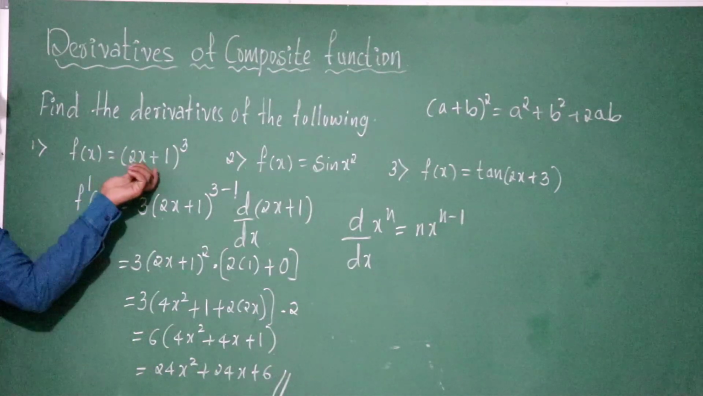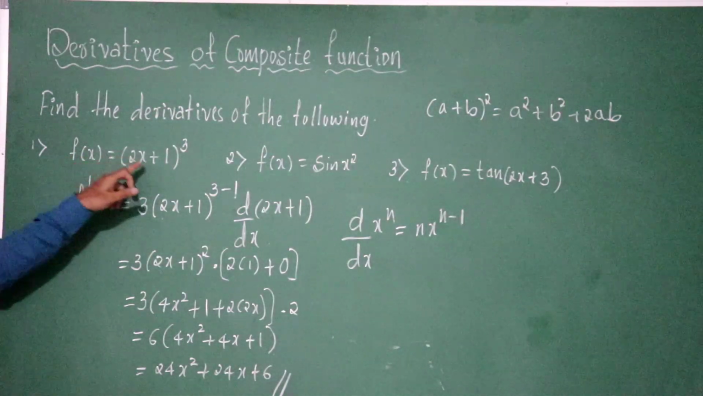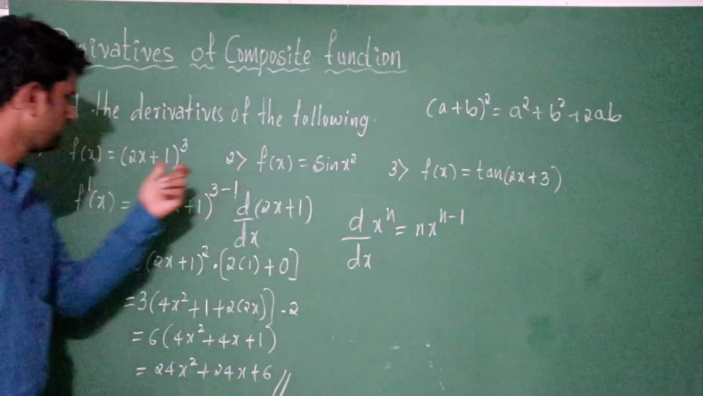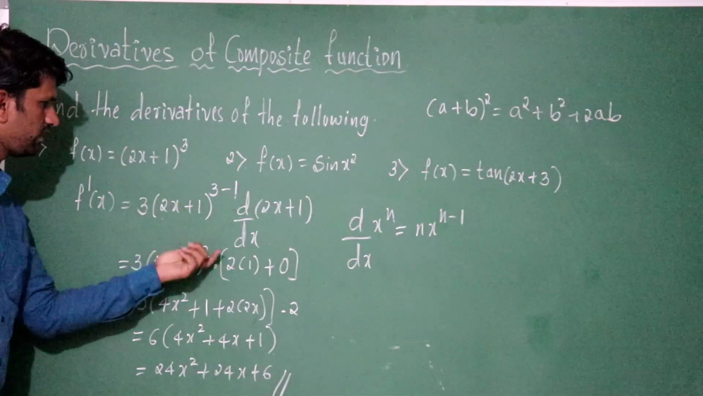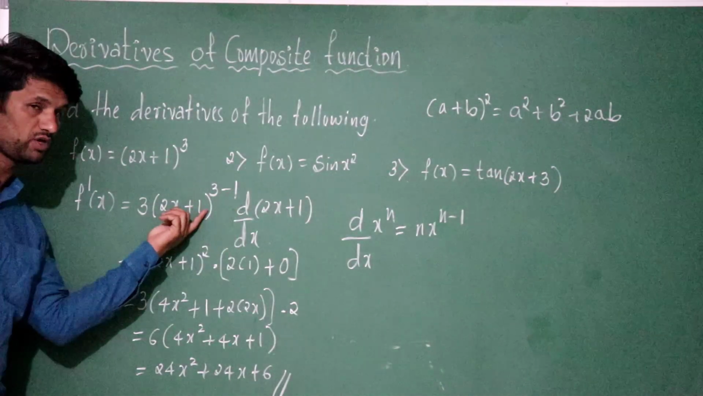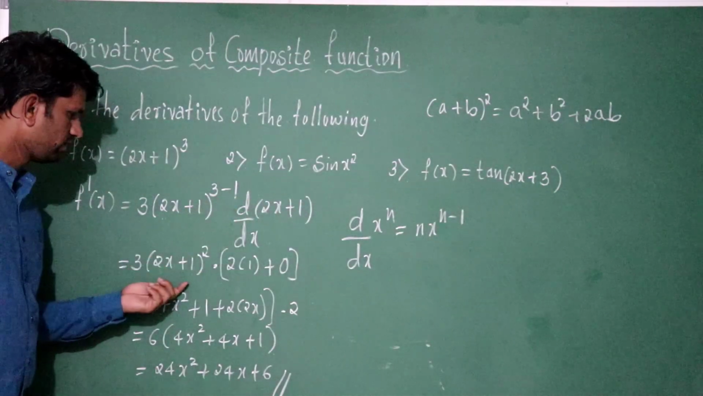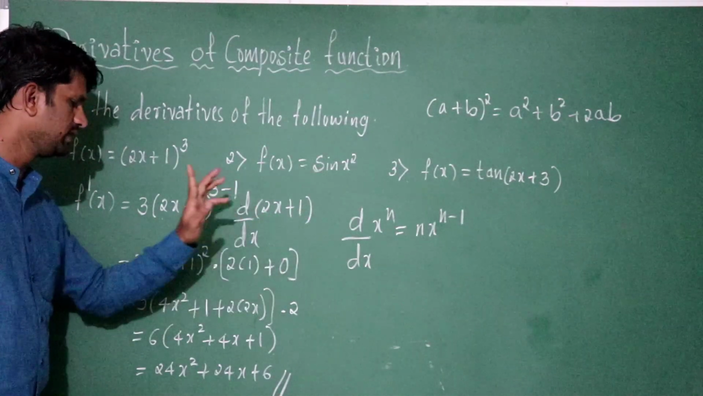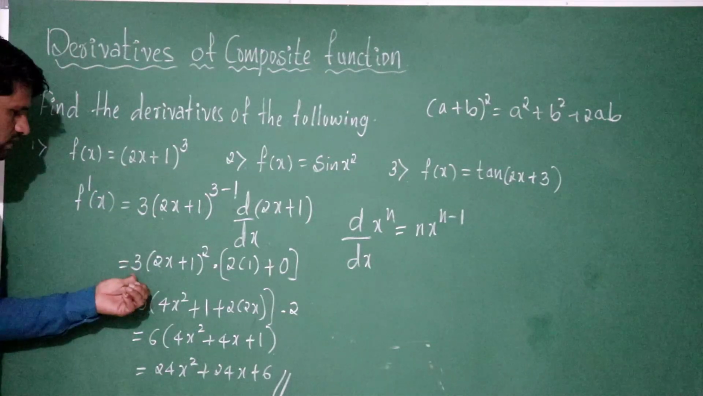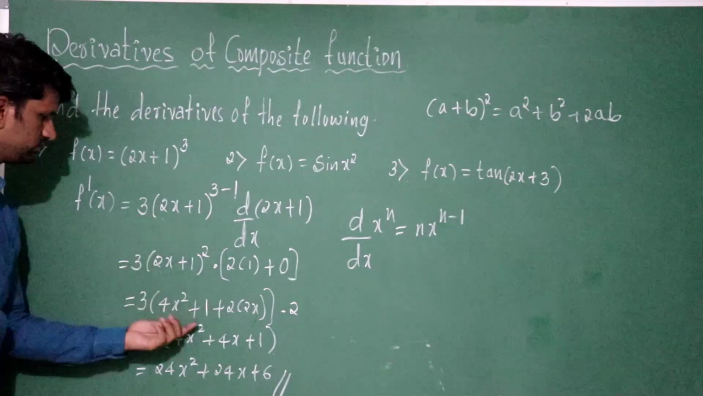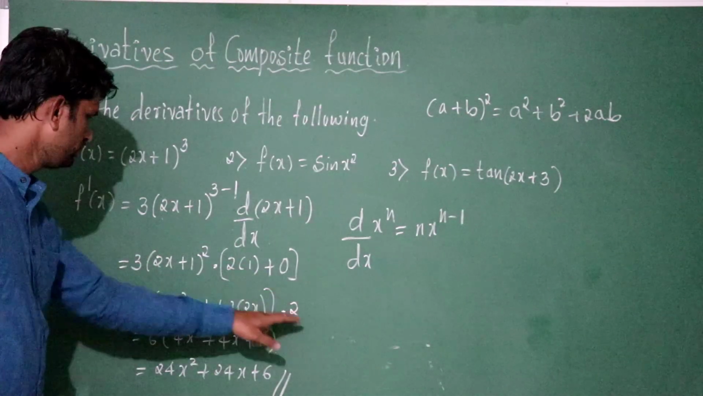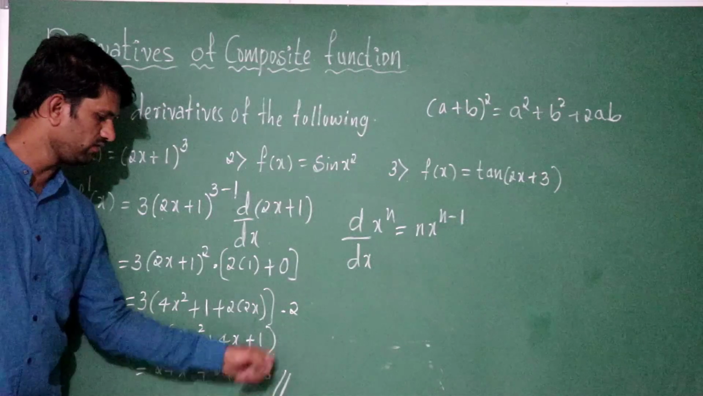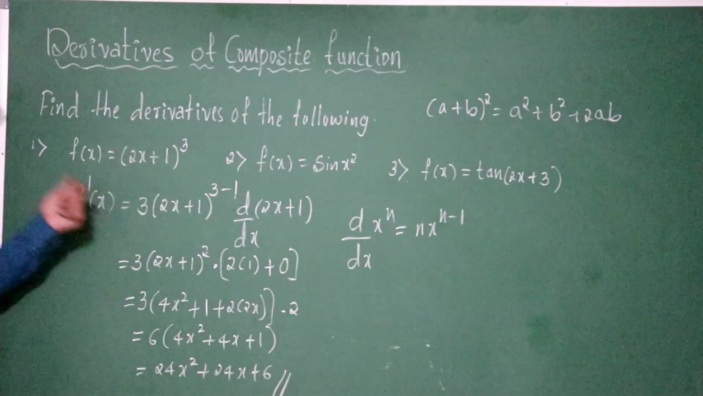Which is equal to 24x square plus 24x plus 6, the answer for this. What is given here? f of x is equal to (2x plus 1) whole cube. So by using the formula d by dx of x raised to the power n, we solve this example like this. After that, differentiating the one more composite function, that is 2x plus 1, we get 2 as it is, differentiation of x is 1, and differentiation of the constant is 0. We know that already. So the a plus b whole square formula we used here, and the expansion of that is here, into 2. 3 twos are 6, and 6 will be multiplied inside the bracket. The total result will be 24x square plus 24x plus 6, the answer for this question.